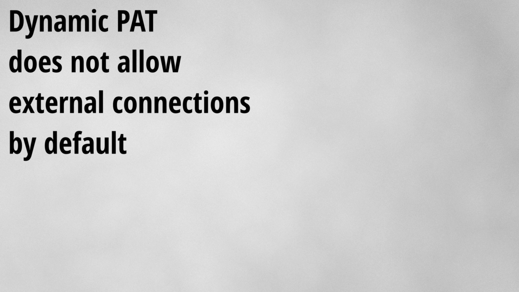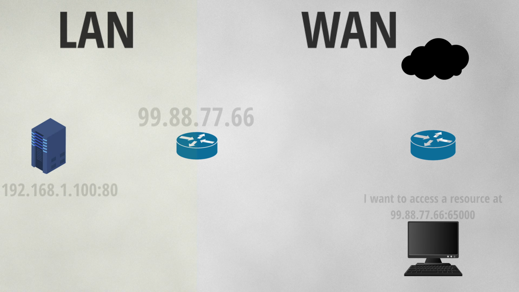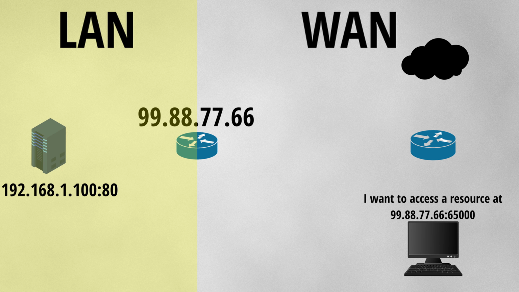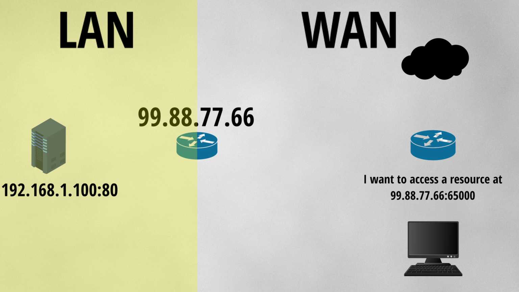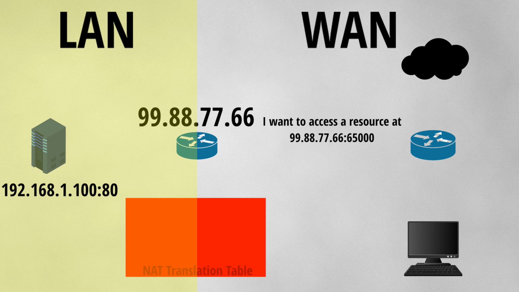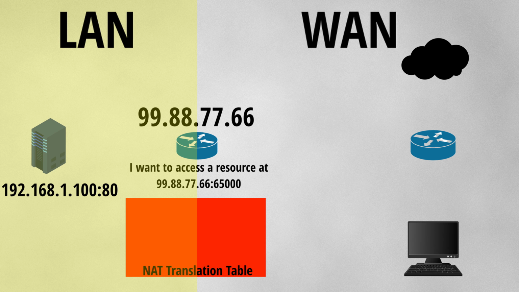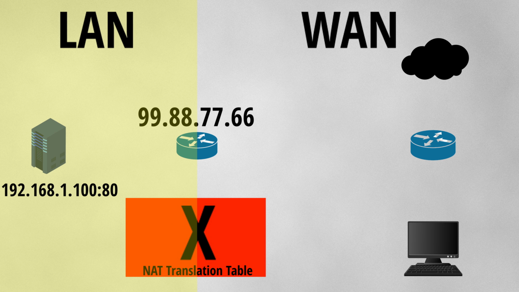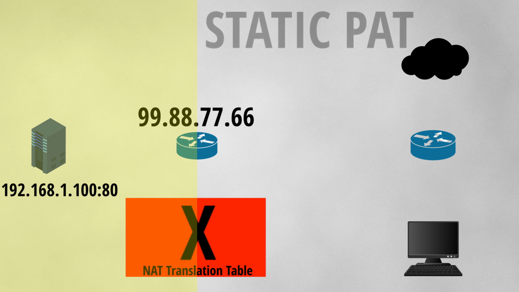Continuing with NAT, dynamic PAT does not allow outside connections on the public internet to initiate communication with internal private hosts. Here's why. If we were to make a request to the public IP of 99.88.77.66 on port 65,000, the packet would get to the router, which will look in the translation table and see that that port mapping does not exist, and it would drop the packet. This is where we can do a static PAT.